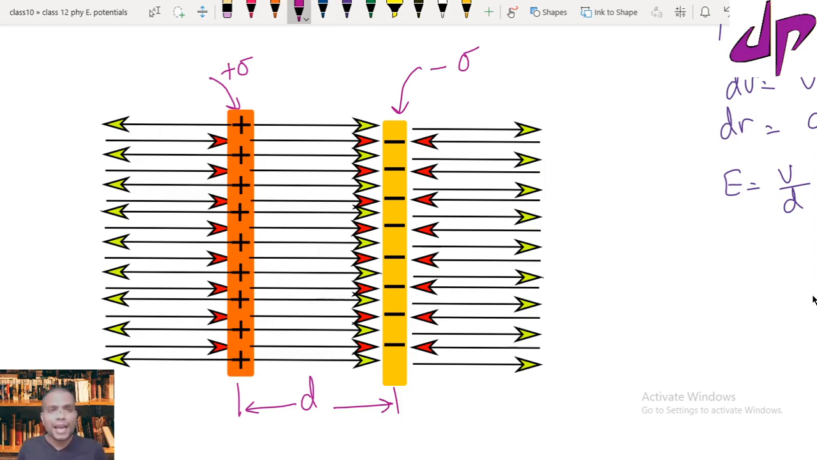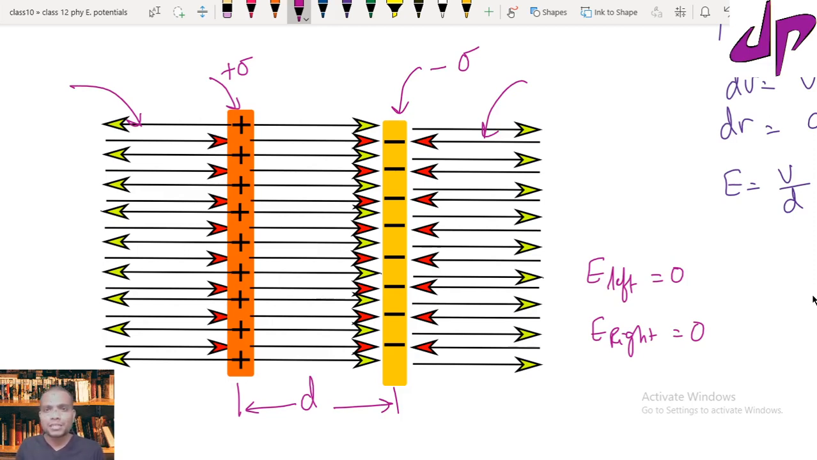Now if you write the expression for the electric field on the left side, on the right side, and in the inner region, the electric field on the left side is equal to 0, and the electric field on the right side is also equal to 0. Why? Because if you observe these electric field lines clearly, on this left side and this right side, the electric field strength is equal and opposite.